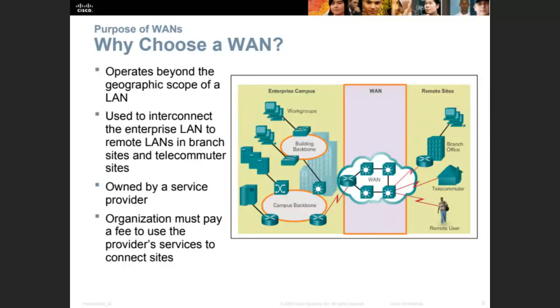It is used to interconnect the enterprise LAN to remote LANs. If you have a head office and branches, you need to connect them together. It is owned by a service provider. The organization might need to pay fees for the connection.